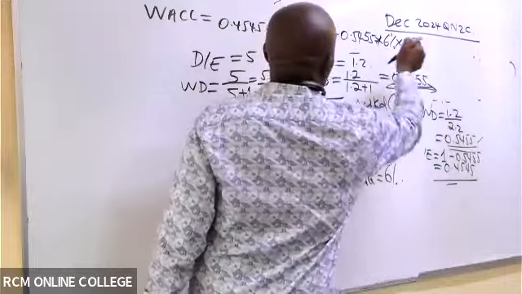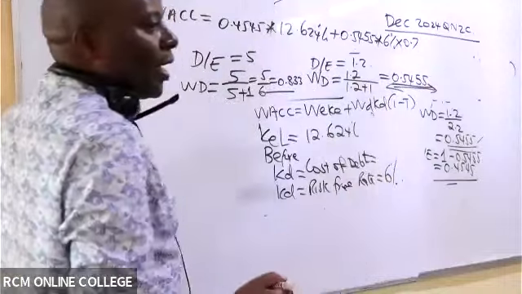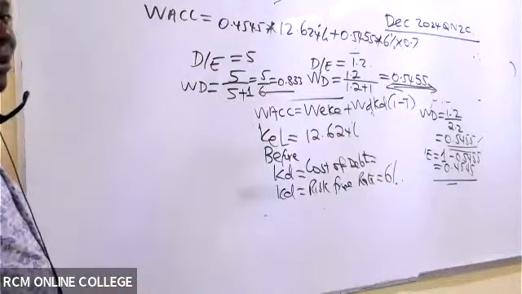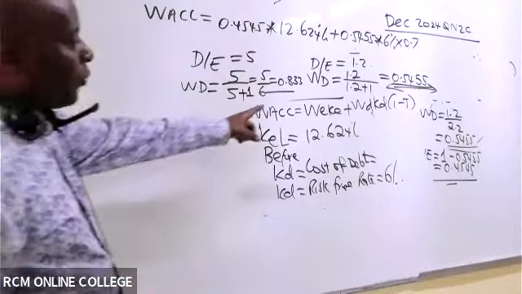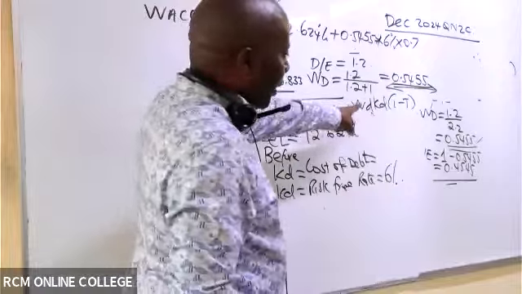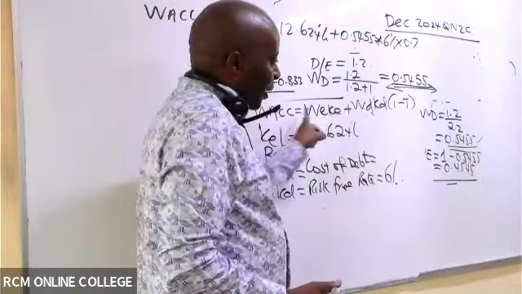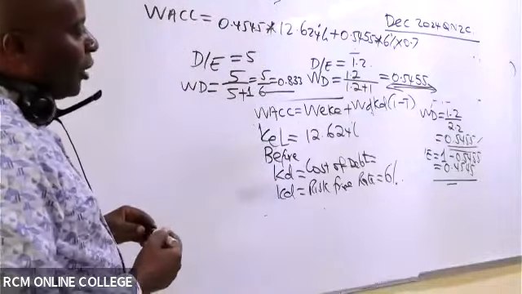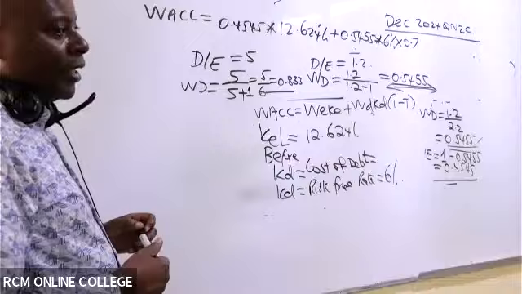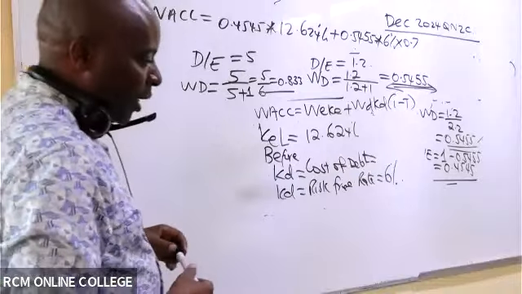But this KD must be after tax, because of the 1 minus T. This is the formula I'm following. So then this one, at the end of the day, will end up giving me what figure?